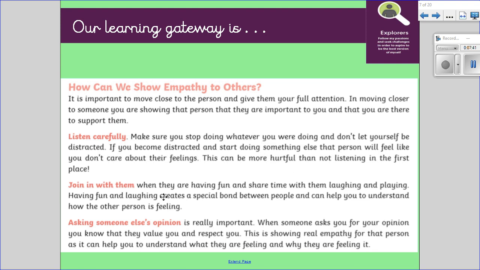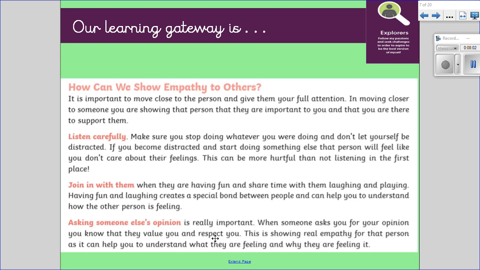Join in with them when they are having fun and share time with them, laughing and playing. Having fun and laughing creates a special bond between people and can help you to understand how the other person is feeling. Okay, that's why we have our friends. We have fun with them, don't we? And we share time, we play games, etc.